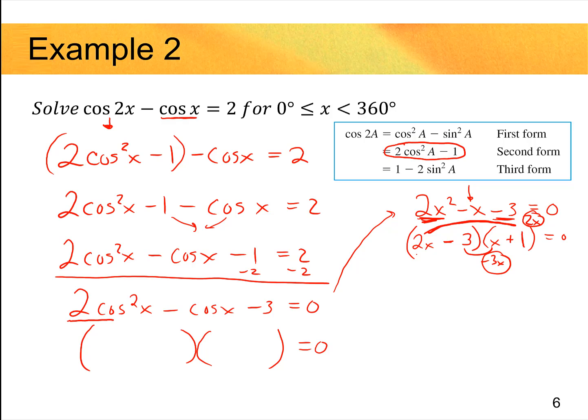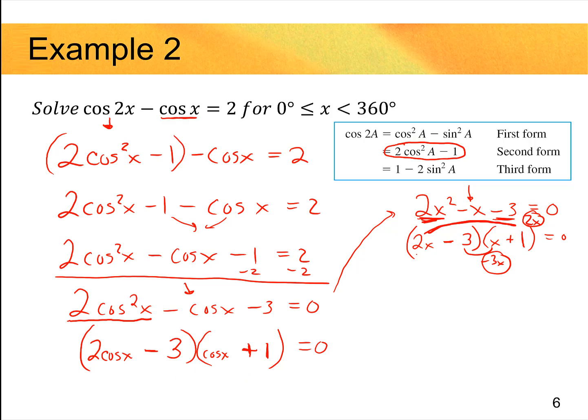So how do you get a 2 cosine squared x? It has to be a 2 cosine x times cosine x. How do you get a negative 3? So then in the middle you get a negative 1. Just by what we did from algebra, the only way to do that is by this. So there's my negative 1 times positive 1 gets me a negative 3.